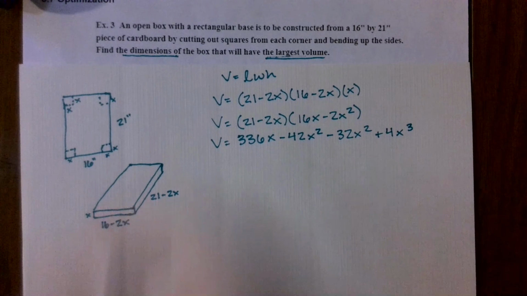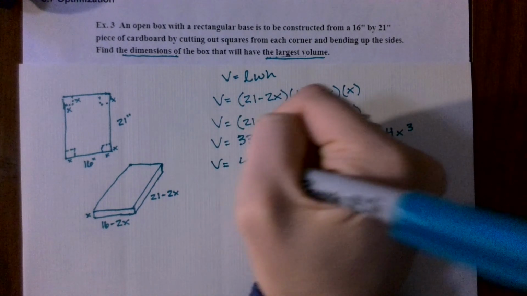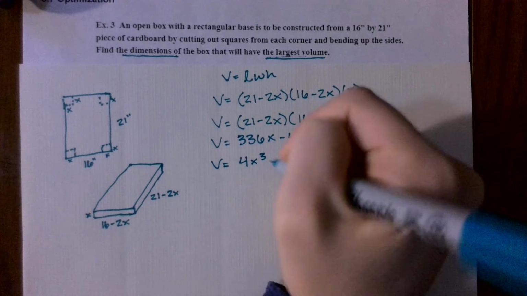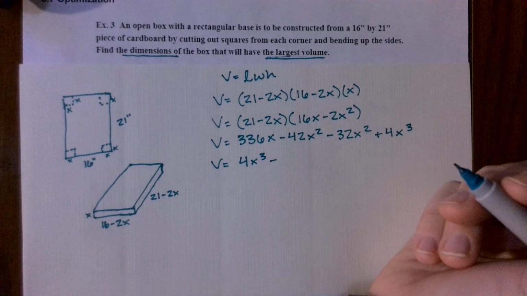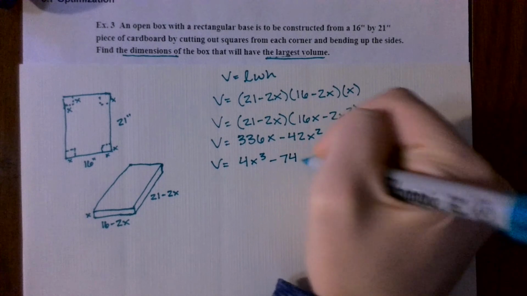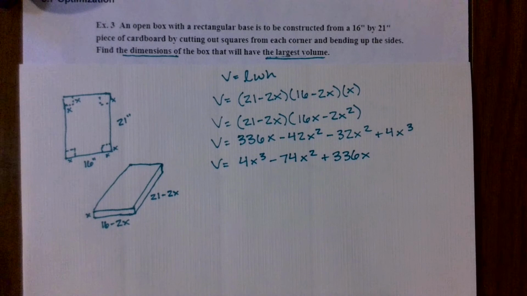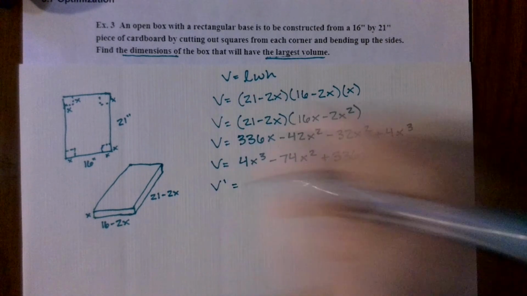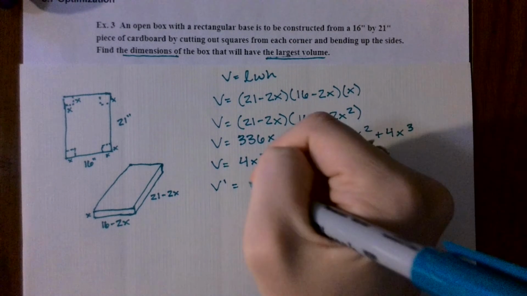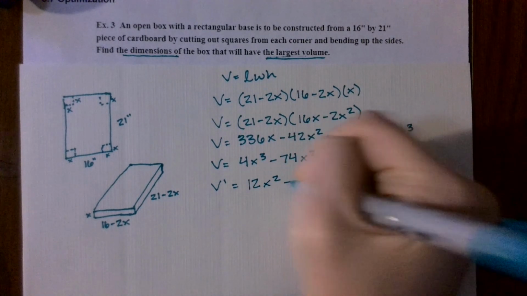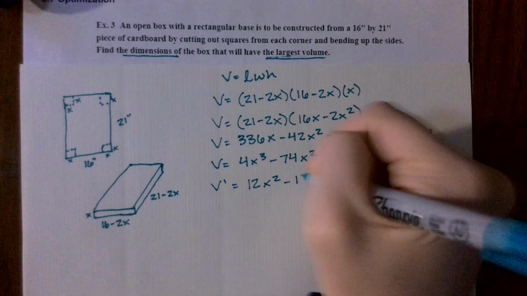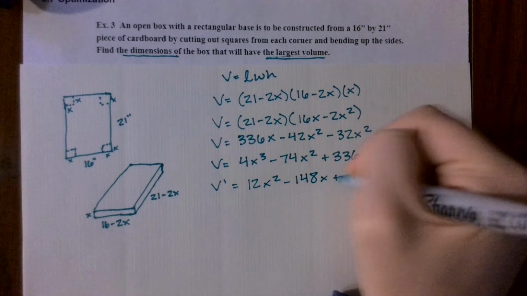Okay. So rearranging some things and combining like terms, I've got my 4x cubed, in the middle I've got a negative 74x squared. Okay, that wasn't a ton of fun, but it is going to make taking the derivative so much easier, because now I can just use the power rule, and sometimes it's worth it to make the calculus part a little easier. So now I can just use the power rule: 12x squared minus 148x plus 336.